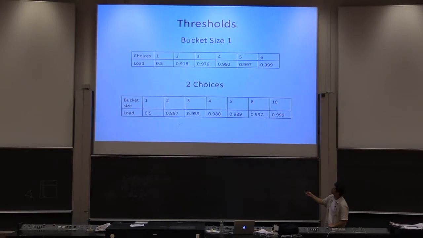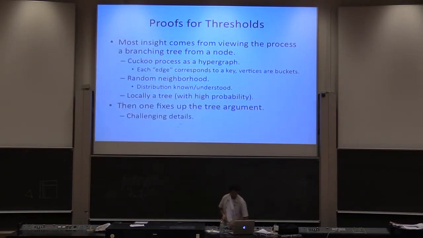And if you limit yourself to having 2 choices, but you say, oh, I'll have a bigger bucket size, right? Bucket size 1 was 0.5. Bucket size 2 is already at about 90%. Bucket size 4 is already at about 98% in terms of the load that you can get. So again, you can get very high loads by using these approaches in either setting.